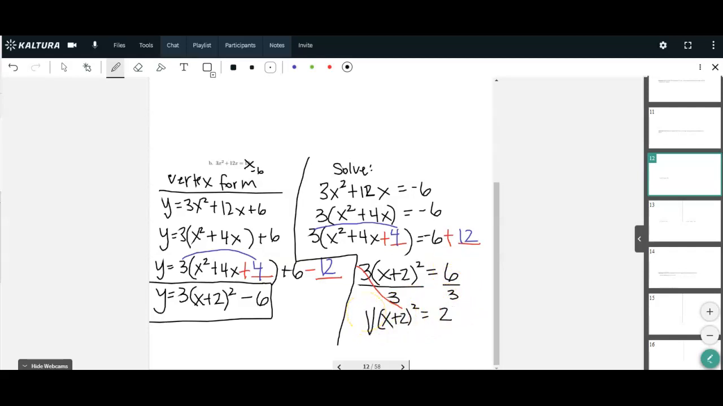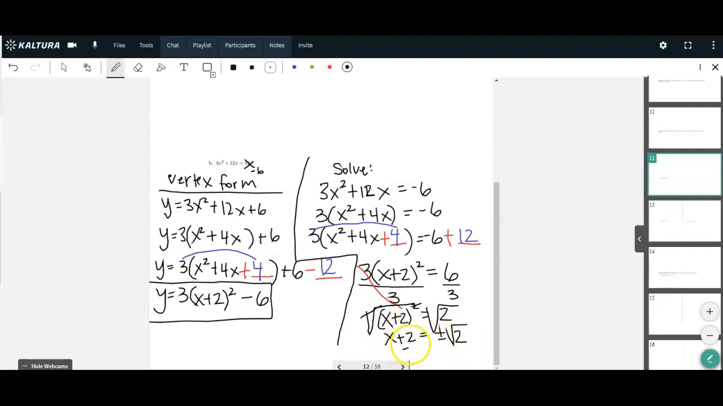And now I just need to take the square root of both sides. So over here, the square root and the square undo each other, and I'm left with x plus 2 equals plus or minus the square root of 2. Sorry, I said the square root and I forgot to put the square root in. Let me write that again. So remember, whenever you're taking the square root, you've got to write this as a plus or minus. So remember, we're going to end up with 2 answers when we're solving quadratics.